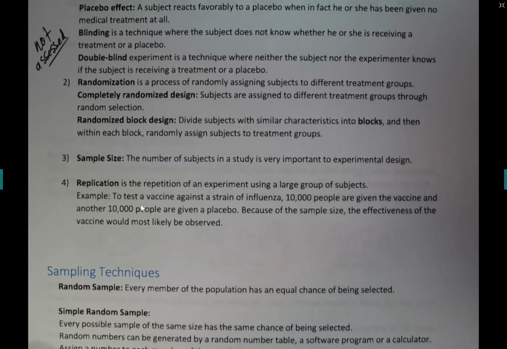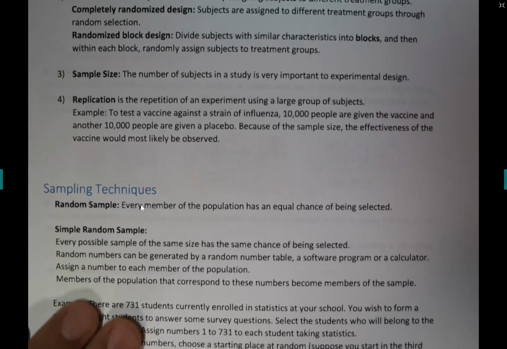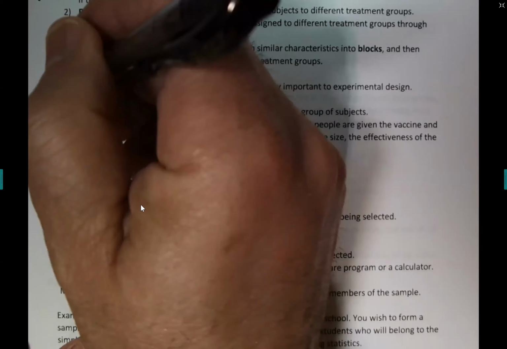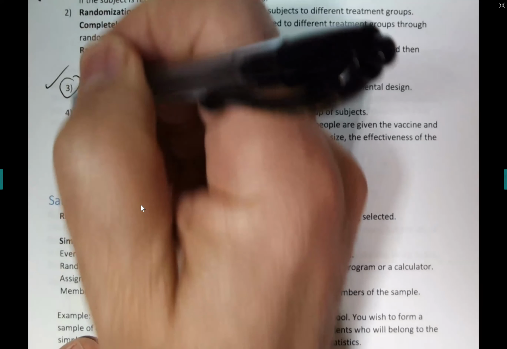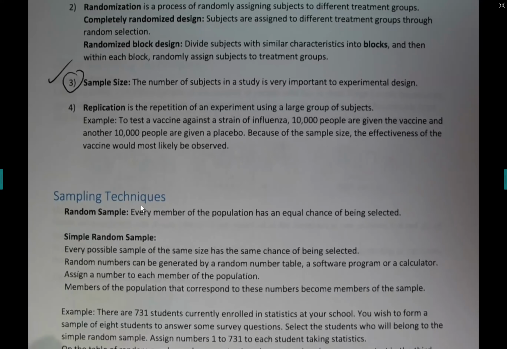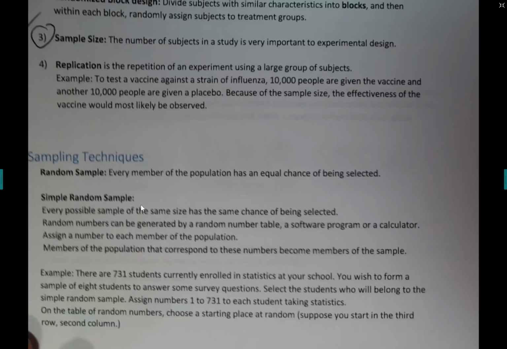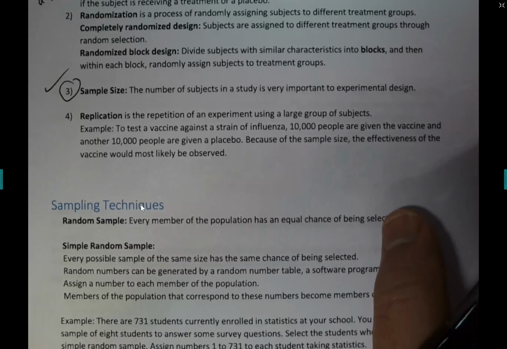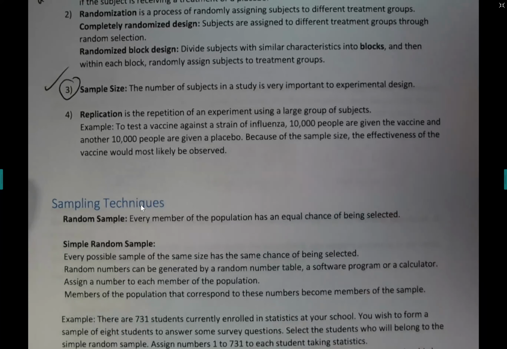Okay, replication, we don't have to worry about it. Just focus on the sample size here, guys. So how many in the sample? That's what the sample size means. And the last thing we're gonna do with chapter 1, guys, is how do statisticians collect their samples? What are the techniques that they use for sampling to collect a sample?